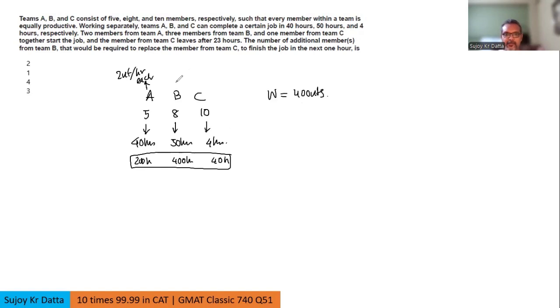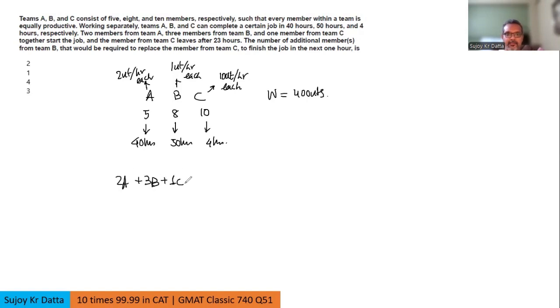Similarly, 400 hours, 400 units, so this is 1 unit per hour each. And here 40 hours, so this is 10 units per hour each. So instead of taking the work to be 1 unit, it is better to do it like this so that we avoid all fractional values, right? Now, once you have got the efficiencies, what do we have? It's saying 2 members of A, so 2 of A, 3 of B, and 1 of C.